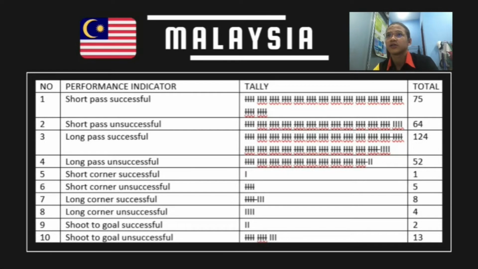Next, we proceed to the Malaysia team performance indicators in tally. First, short pass successful and short pass unsuccessful, we have 75 and 64. Next, long pass successful and long pass unsuccessful, we have 124 and 52. Short corner successful and unsuccessful, we have 1 and 5. Long corner successful and unsuccessful, we have 8 and 4. Last, shoot to goal successful and unsuccessful, we have 2 and 13.